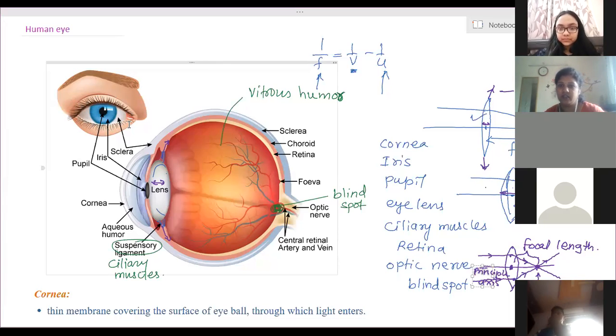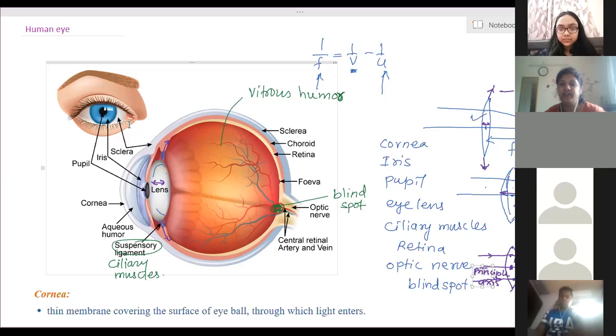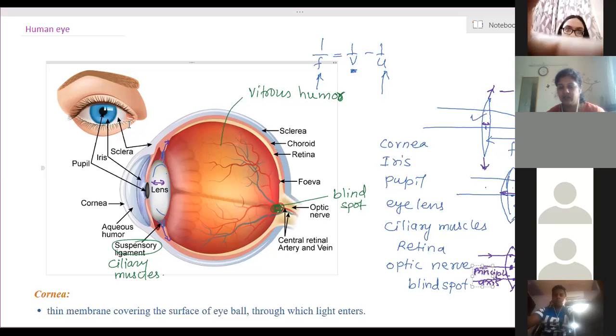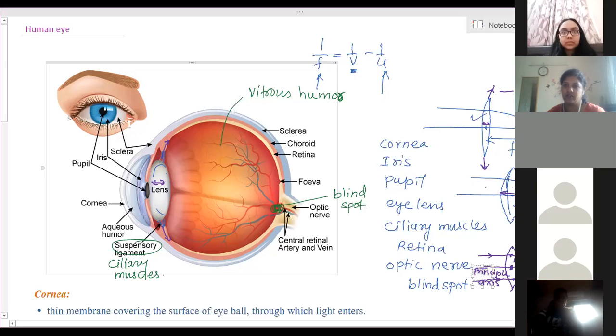The function of the cornea is to protect our eyes. As well as that, it is the window of the eye through which the light enters our lenses. Inside the eye it will go for the refraction. So here the eye's main function is to refract the light and form the image.